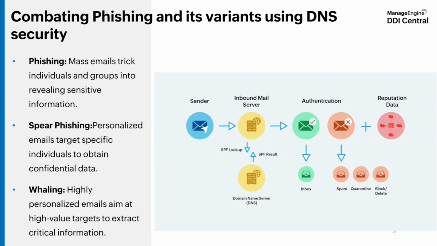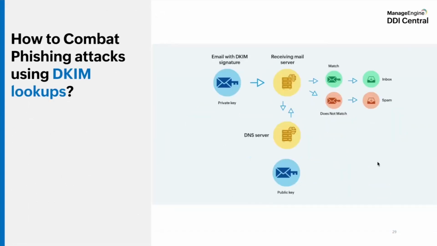DomainKeys Identified Mail, or DKIM lookups, is another email authentication protocol that helps verify the authenticity of an email message. Unlike SPF, which verifies the sending server's authorization, DKIM verifies the integrity of the email's content. It does so by adding a digital signature to the email header, which the recipient server can verify. DKIM works by adding a digital signature. This signature is generated through a private key that only the sending server knows.